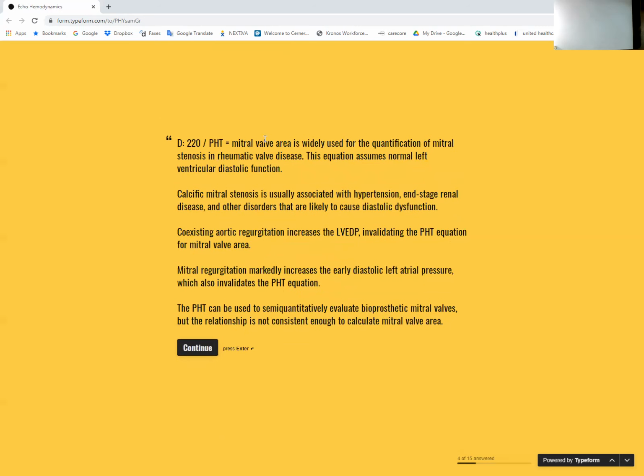In the case of mitral valve stenosis, this equation is widely used for the quantification of mitral stenosis in rheumatic heart disease. And this equation assumes normal LV diastolic function.